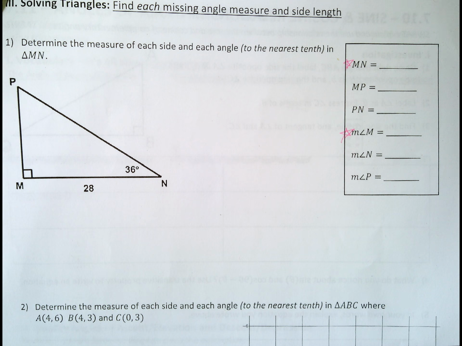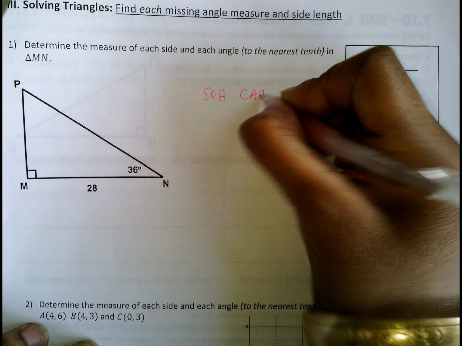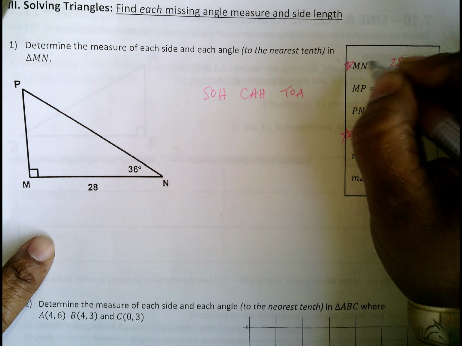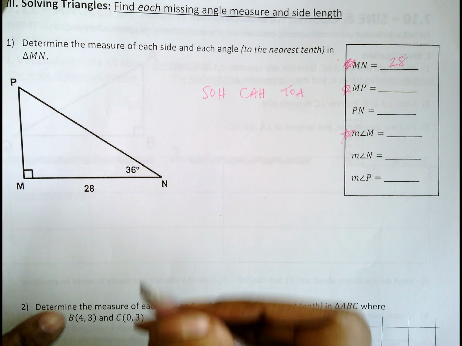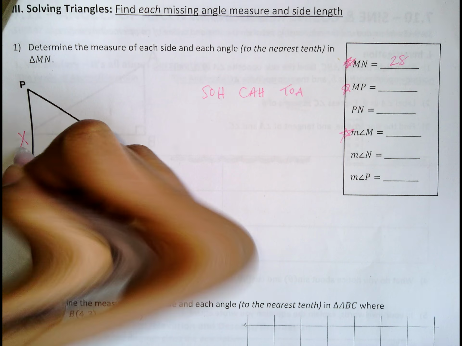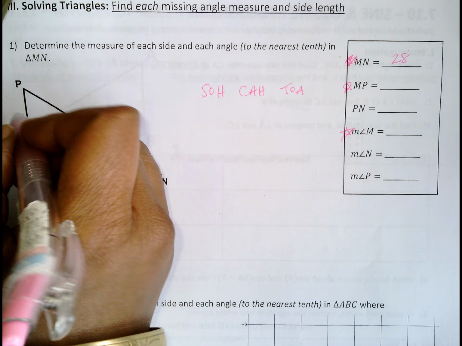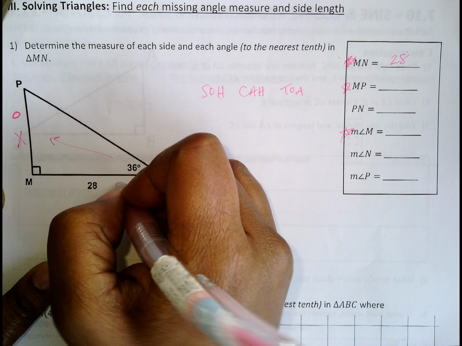So it says find the length of the side. So I'm going to write out SOHCAHTOA. I always do that because it helps me remember the trig ratios and it helps me to figure out which ones I'm going to be using here. So we need to find the length of MN. Well, that's 28, so okay, we'll do MP. How do I find side MP? I'm trying to find side MP, so I'm going to put an X here because that's the one I'm trying to locate. I have this 36-degree angle. Opposite that is my missing side, and then adjacent to that is this side right here.